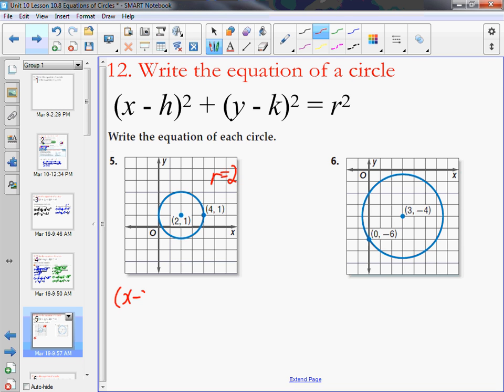So x minus 2, quantity squared, plus y minus 1, quantity squared, equals, and if I want to save myself one line's worth of writing, instead of 2 squared, I will put 4.